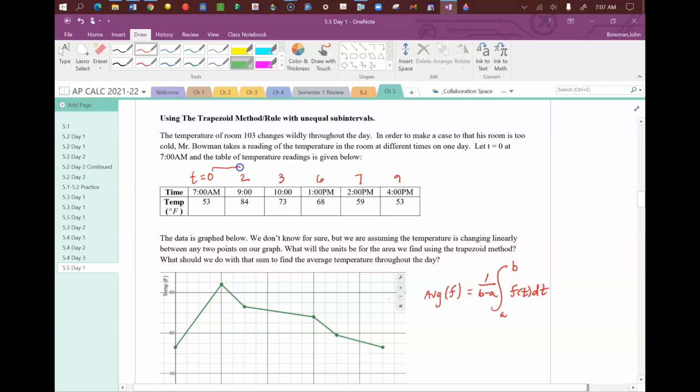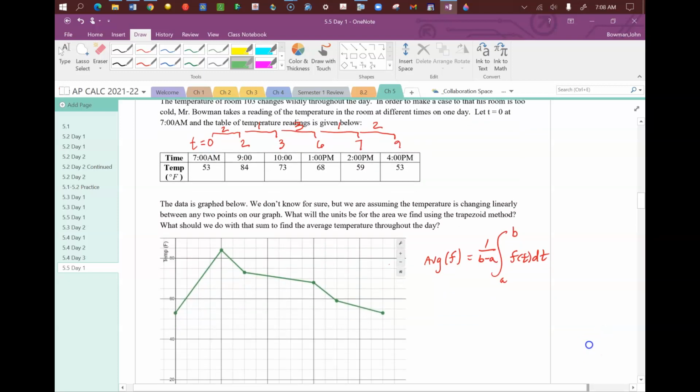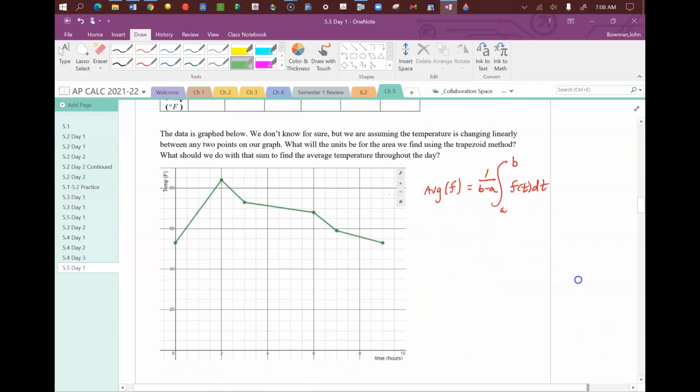As you can see, the differences in these times are not all the same. So from 0 to 2, we have 2. From 2 to 3, we have 1. 3 to 6, we have 3. 6 to 7, we have 1. And 7 to 9, we have 2. Those establish the heights of our trapezoids. So let's go down to our graph here and draw these trapezoids in.